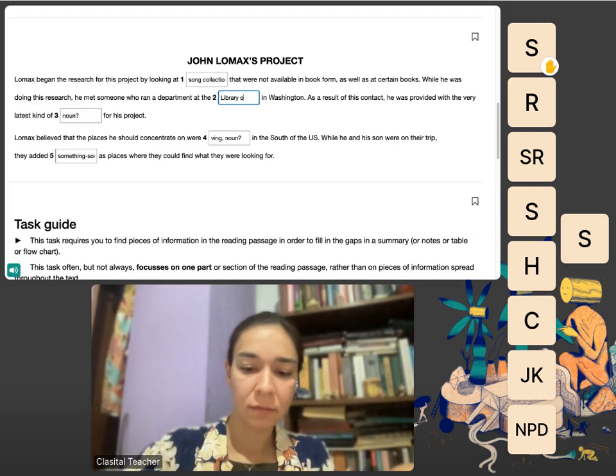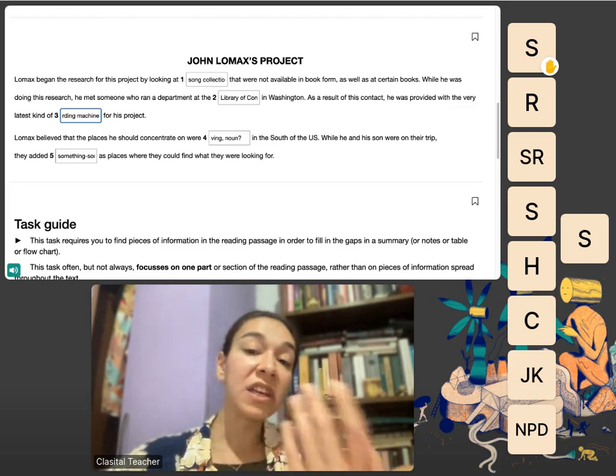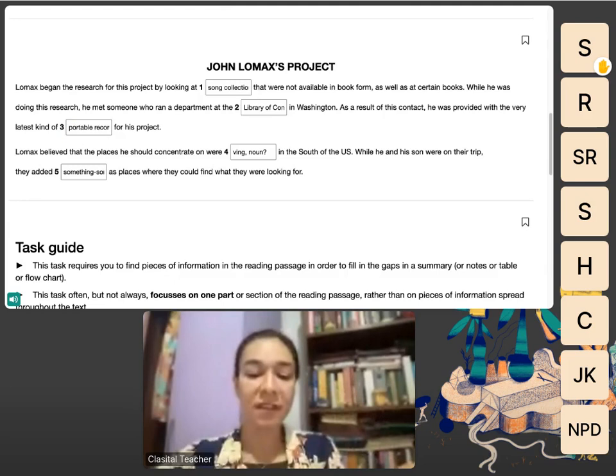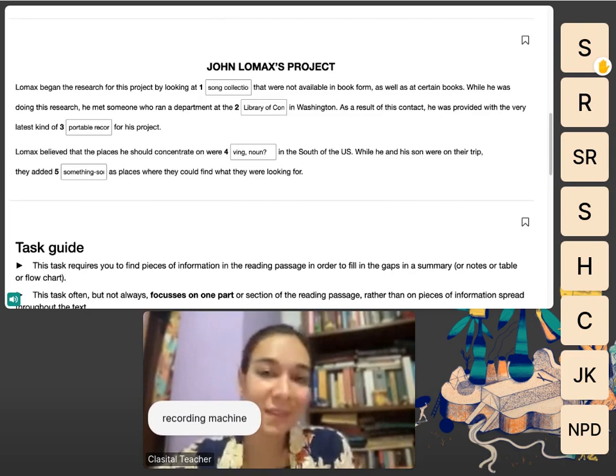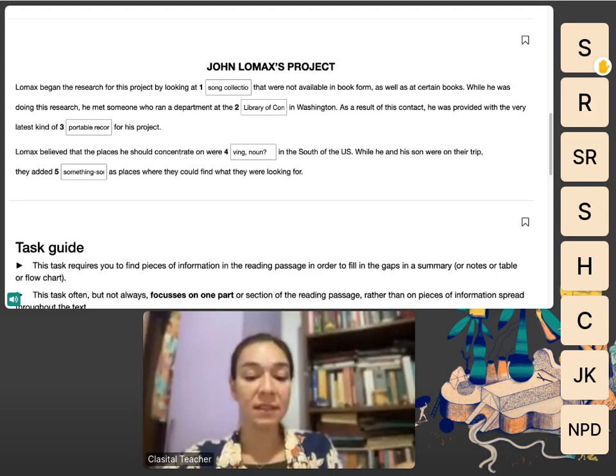That is a kind of portable recording machine. If it was asking for two words, most probably we would write recording machine. If it is asking for one word, we will probably write machine. But you can write up to three words, so that's why it is portable recording machine. Yes, let's continue.